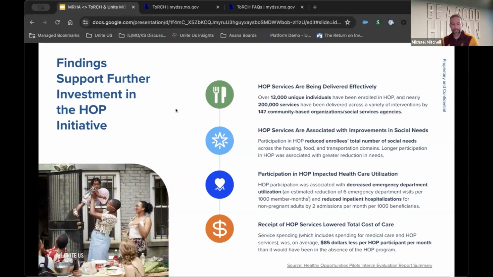And so within the HOP, or Healthy Opportunities Pilot, they were also able to show that over time, the enrollees, the individual clients who were served by the Healthy Opportunities Pilot, were able to reduce their social needs across housing, food, and the transportation domains. But over time, as people stayed in the Healthy Opportunities Pilot, their improvement continued to increase, right? Not just on the social needs, but the next bullet point is on the healthcare metrics that they were looking at in North Carolina as a measure of success.